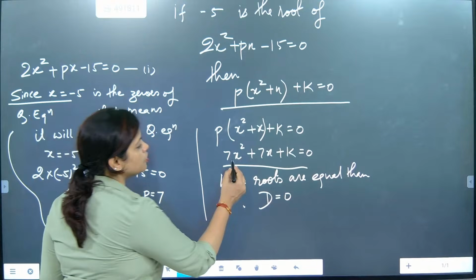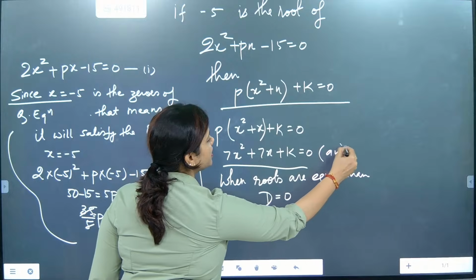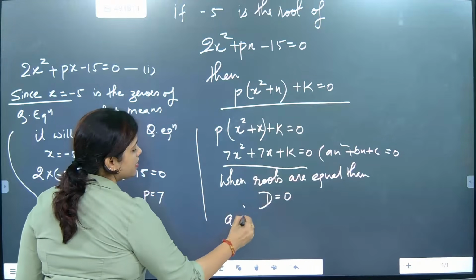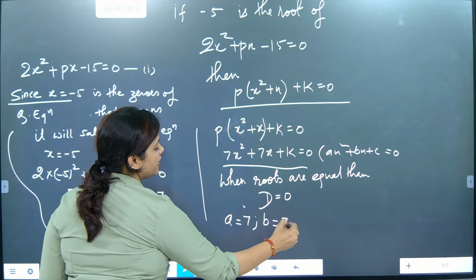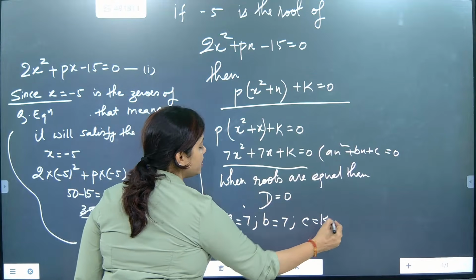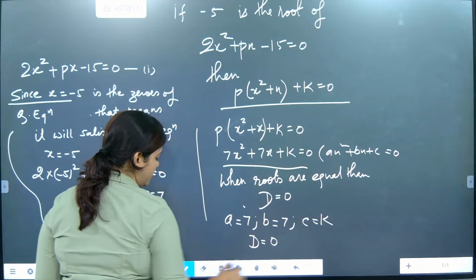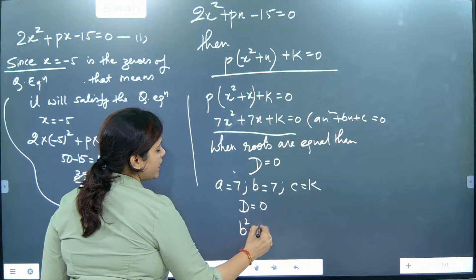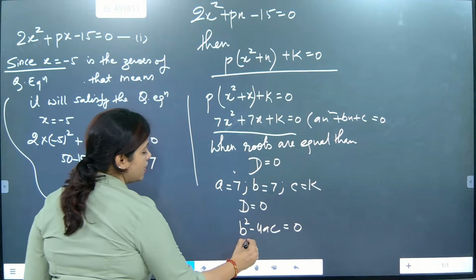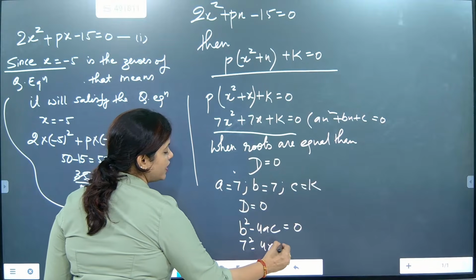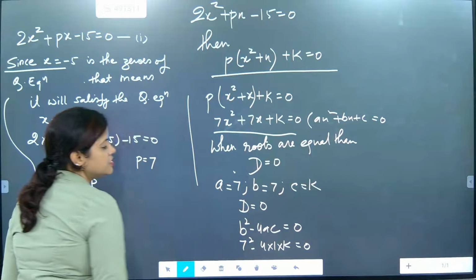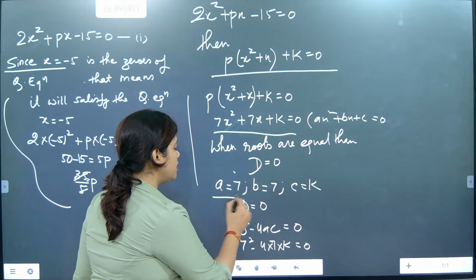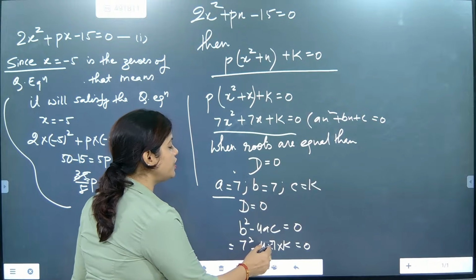D equal to 0 means now you compare it with the general equation ax square plus bx plus c equal to 0. What is the value of a? 7. What is the value of b? 7. What is the value of c? k. Now the discriminant is 0, so b square minus 4ac equal to 0. So 7 square minus 4 into 7 into k is equal to 0.